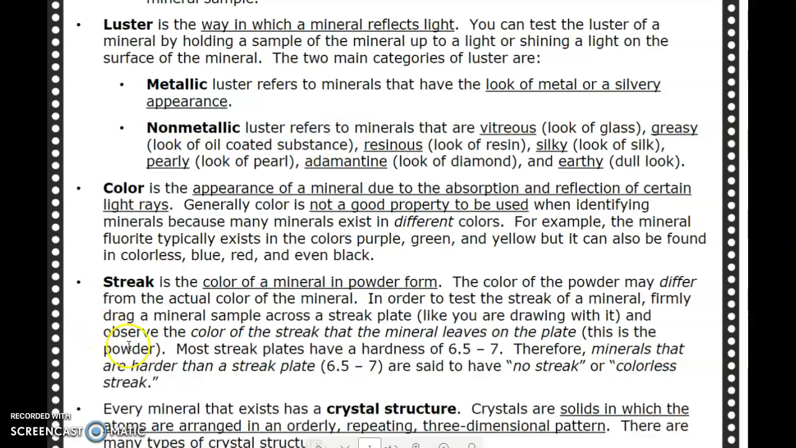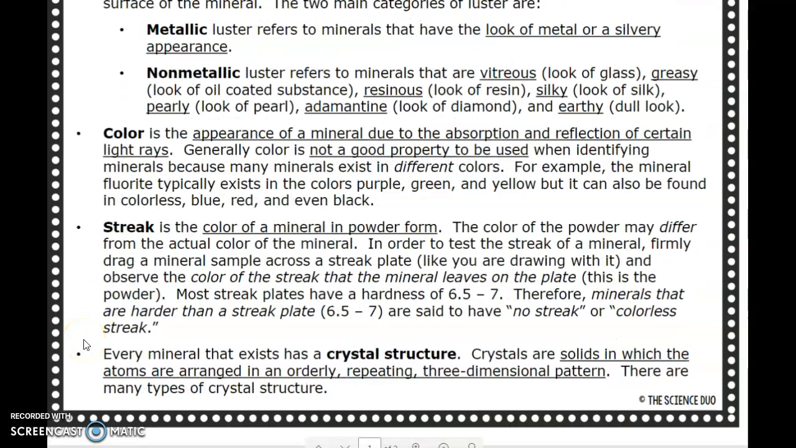Streak. Streak is the color of a mineral in powder form. The color of the powder may differ from the actual color of the mineral. In order to test the streak of a mineral, firmly drag a mineral across a streak plate, like you are drawing with it. And observe the color of the streak that the mineral leaves on the plate. This is the powder. Most streak plates have a hardness of 6.5 to 7. Therefore, minerals that are harder than the streak plate are said to have no streak or a colorless streak.